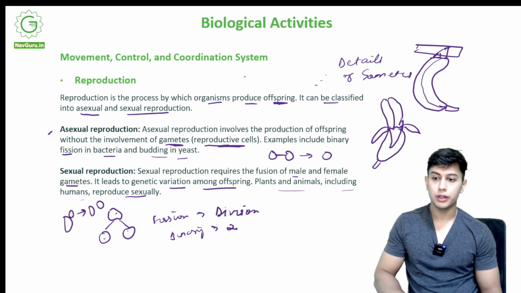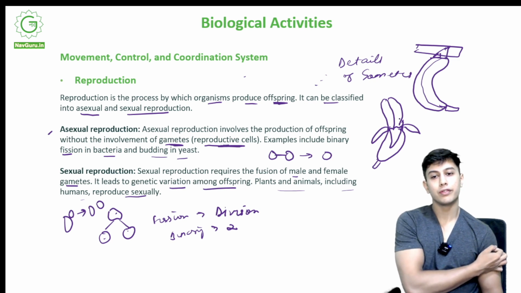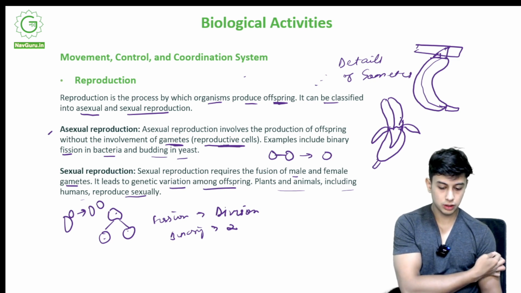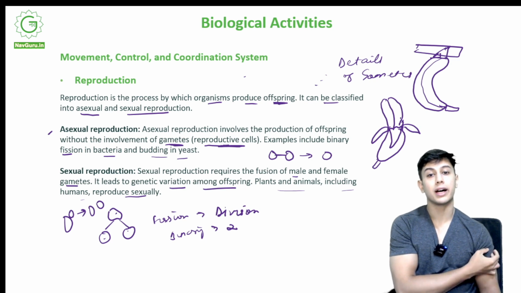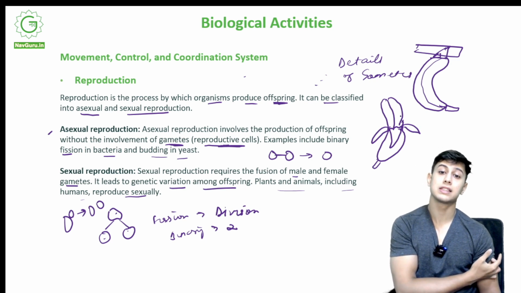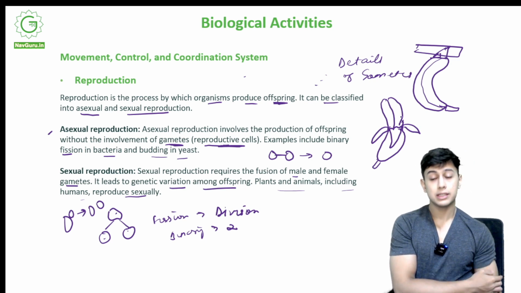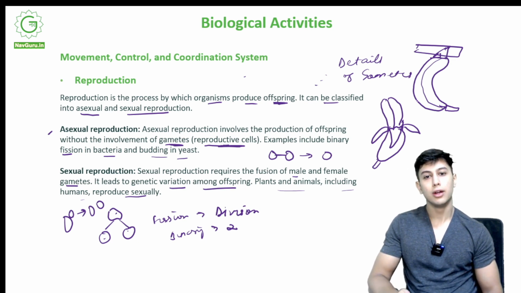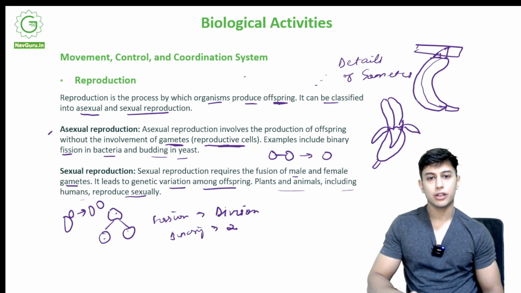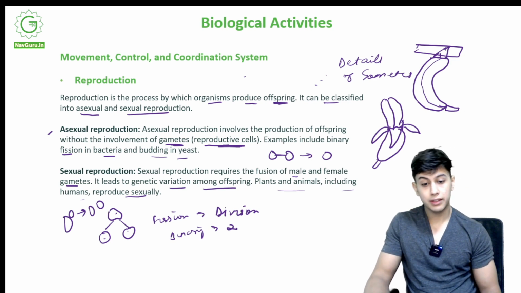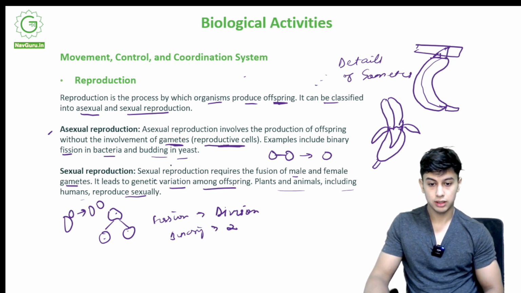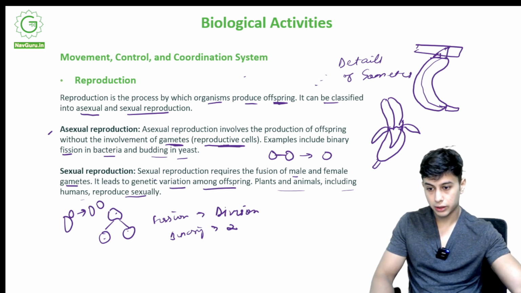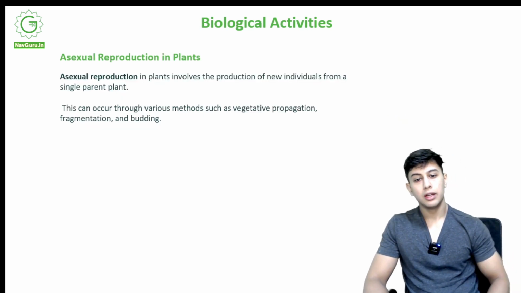So consider skin color. If one of the partners has darker skin and the other has lighter skin, the offspring can either have dark skin, light skin, or a mixture of both. This is called genetic variation, right? Let's get into the deeper part.